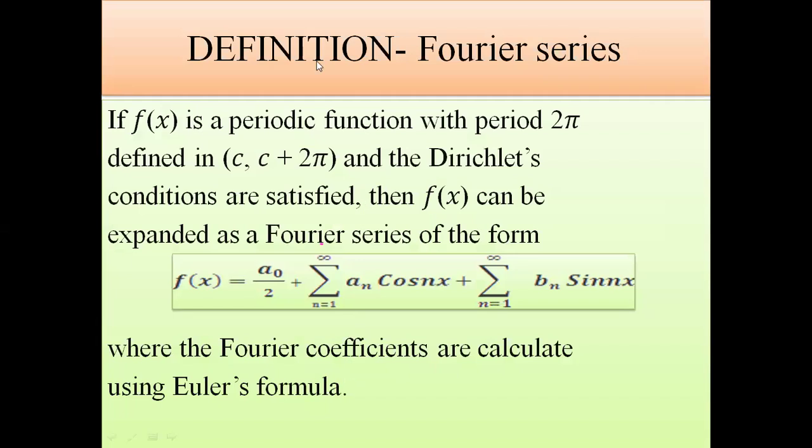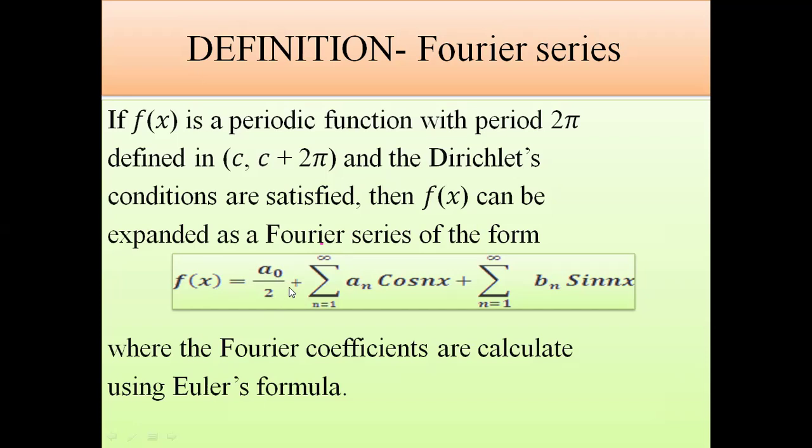Now, the definition of a Fourier series. If f of x is a periodic function with period 2 pi defined in c, c plus 2 pi and satisfying the Dirichlet conditions, then f of x can be expanded in a Fourier series. This is a Fourier series. We have already discussed this. This is a continuous time period.